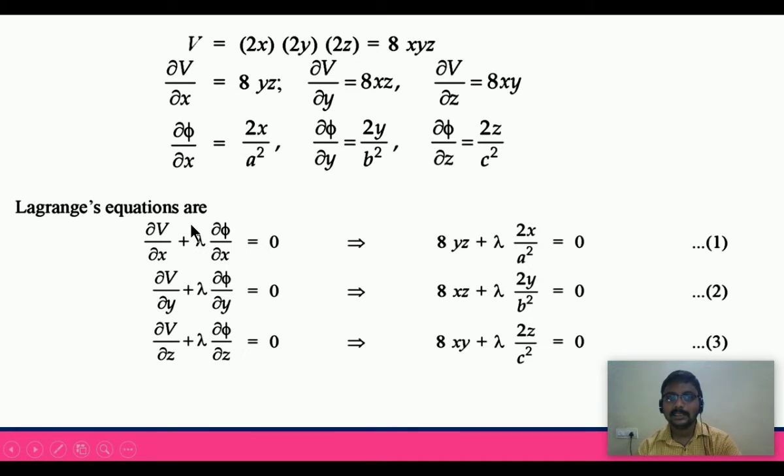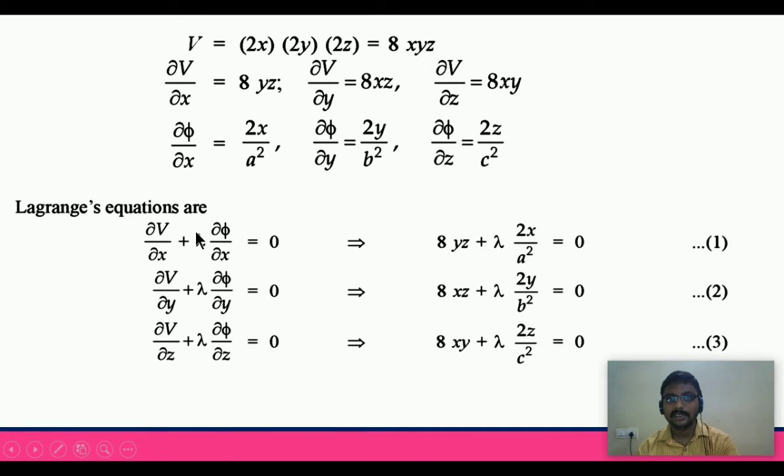Now the Lagrange's equations are dou v by dou x plus lambda into dou phi by dou x equal to 0, dou v by dou y plus lambda into dou phi by dou y equal to 0, dou v by dou z plus lambda into dou phi by dou z equal to 0. These are obtained by differentiating the Lagrange's function, capital F equals v plus lambda into phi, partially with respect to x, y, z respectively. So we will have these equations. Let them be equations 1, 2, 3.